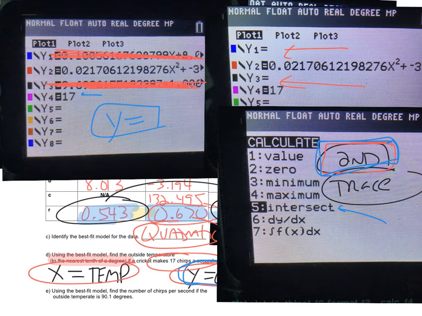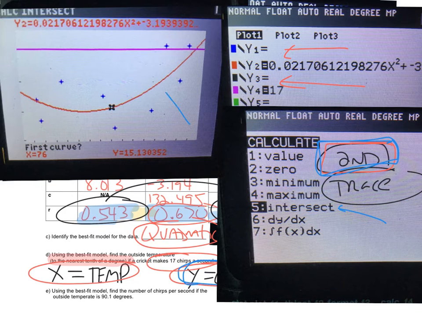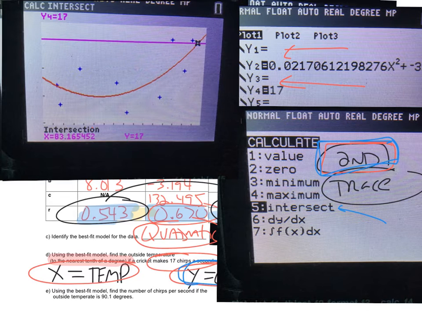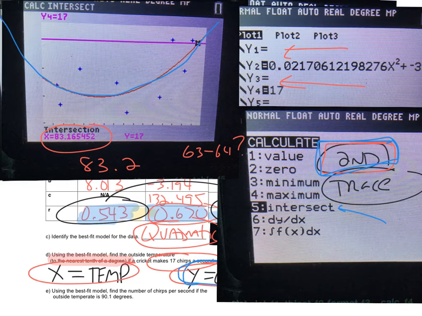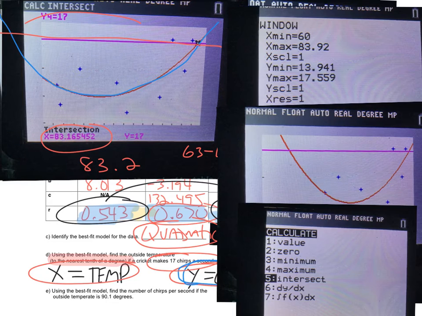Now you'll see the parabola drawn, and you'll see y is equal to 17 drawn on your calculator. There's my parabola, and this horizontal purple line is y is equal to 17. And now what I'll do is press enter 3 times to find the point of intersection. Here it says to the nearest tenth of a degree, x is 83.2. Now that's a little bit confusing because before I thought our answer was like 63 or 64 degrees. And that's because this parabola and this horizontal line have another point of intersection. I'm going to adjust the viewing window to see that second point of intersection that's not on the screen.